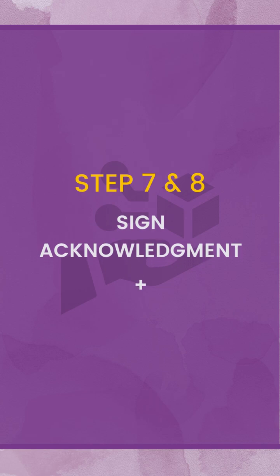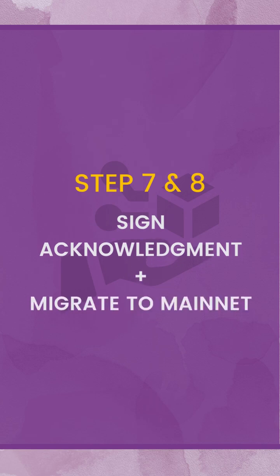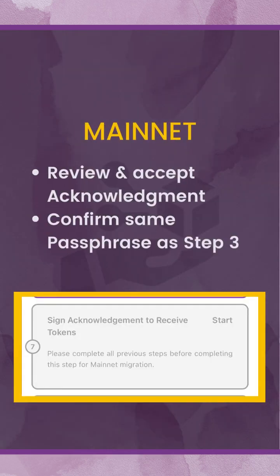Step 7. Migrate to mainnet. After completing all the previous checklist steps, this step enables you to queue your Pi Transferable Balance for mainnet migration. Step 7 includes executing an acknowledgement document with your wallet passphrase. Note that this passphrase has to be the same one that you confirmed in Step 3. If for some reason you are not able to access your current passphrase or otherwise wish to change your wallet, you can repeat Steps 2 and 3 and then confirm the same wallet passphrase in Step 7.